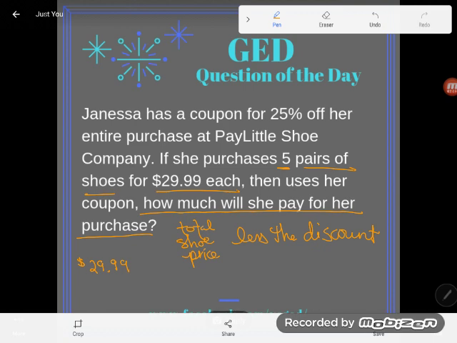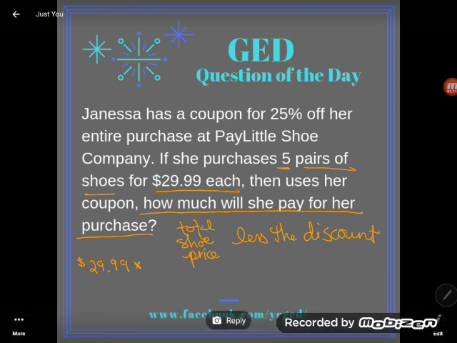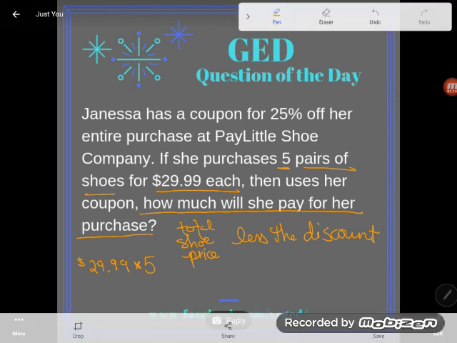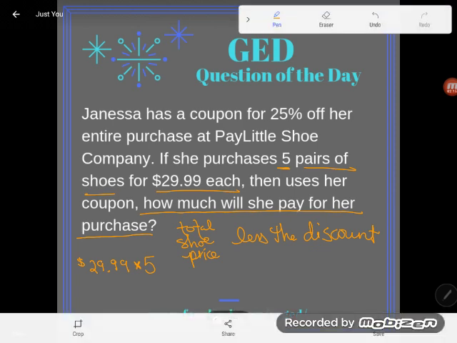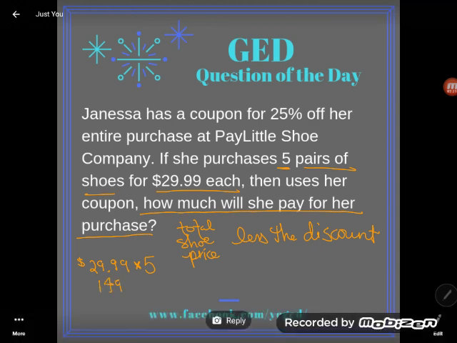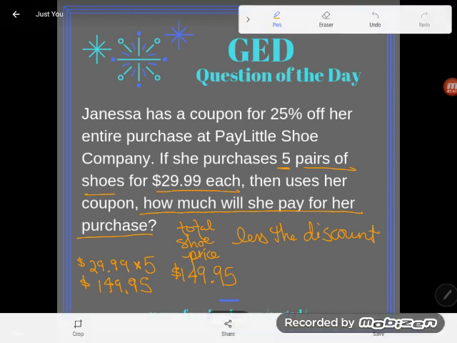Hear me say 5 times? Yeah. Multiplication is called timesing for a reason. It's when we have the same number getting totaled up multiple times. That's an example of multiplication. So I'm just going to multiply $29.99 by 5. And I get $149.95. Oh my dear goodness. That's a lot of money for my total shoe price. I'm so super glad that Janessa's got a discount. You know how us ladies are. We're always looking for that discount.